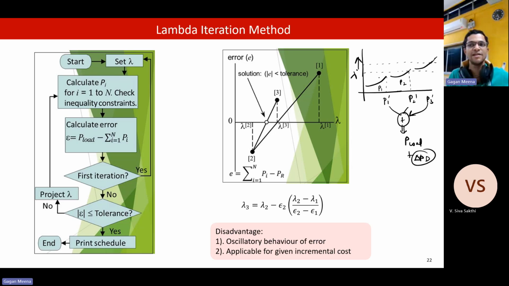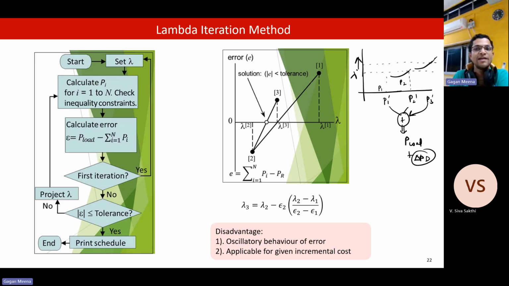Similarly, if the load reduces, then I need to reduce the generation, and then I need to reduce the lambda. In that way, we can update the lambda based upon the error which we get. Here we can see the error is the summation of generation minus the demand, PR.